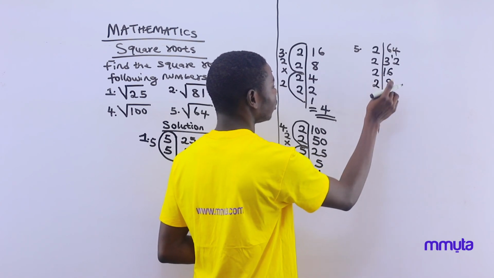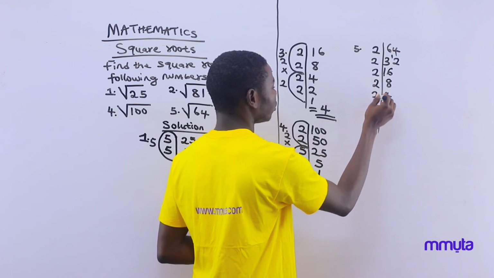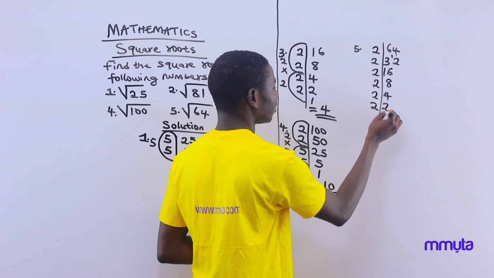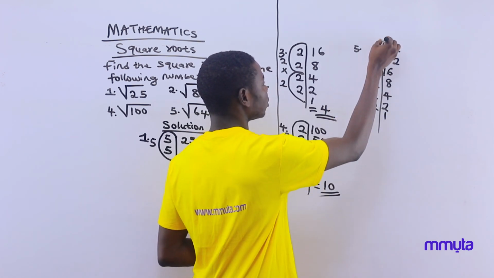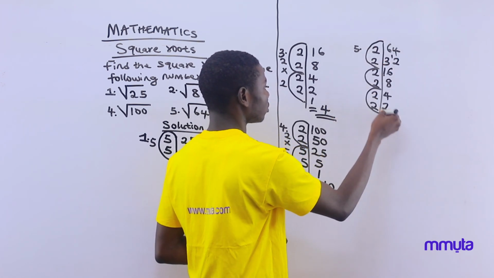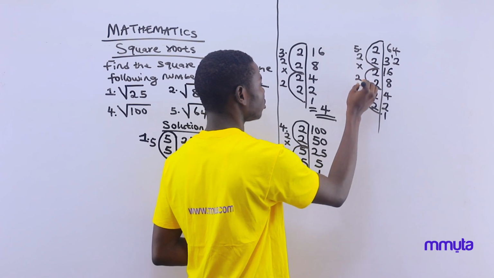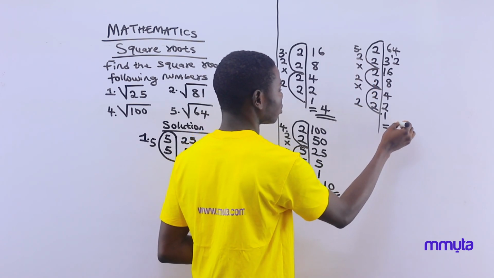Can use 2 again. 8 divided by 2, we have 4. 4 divided by 2, we have 2. And 2 divided by 2, we have 1. Pick them in group of 2's. 2, 2. So we have 2 times 2 times 2, which is equal to 8.